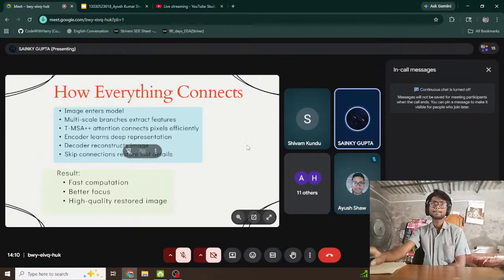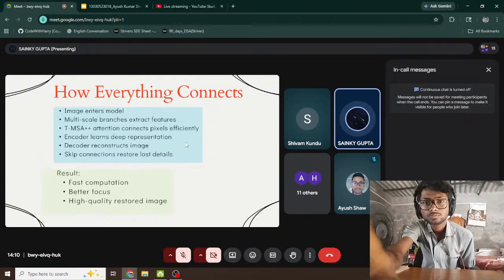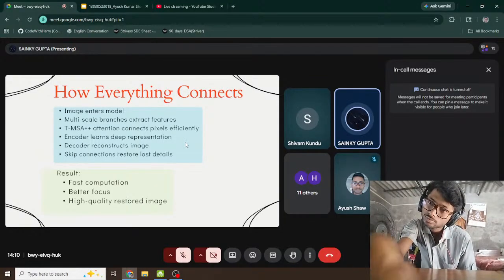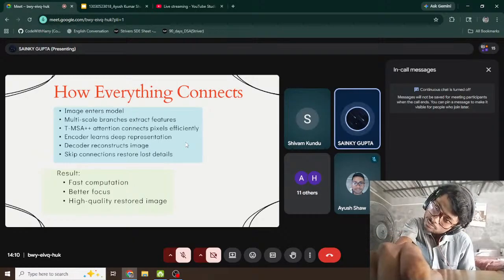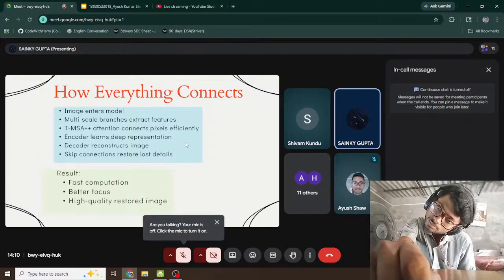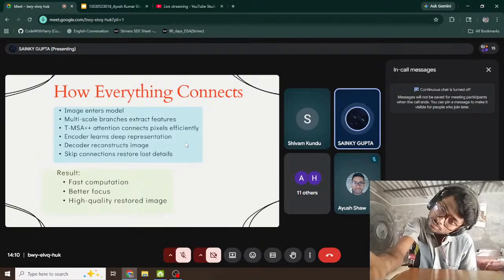Our model takes an input image and processes it through multi-scale branches to capture features at different levels. Then the TMSA++ attention mechanism efficiently connects important pixel relationships, allowing the encoder to learn a strong and detailed representation. The decoder reconstructs the image while skip connections help restore fine details that might be lost during processing. As a result, the model achieves faster computation, better focus on important regions, and produces high-quality restored images. Next slide, Mr. Gupta.